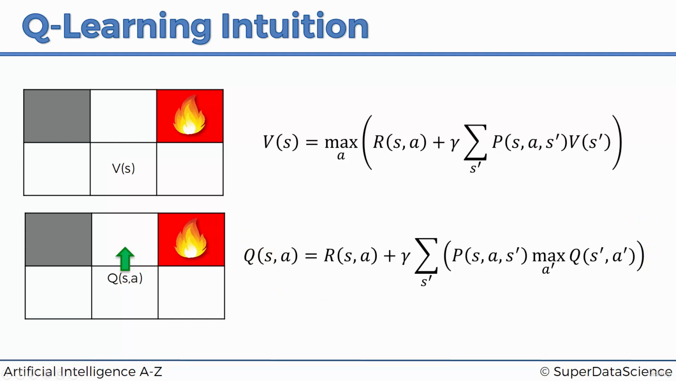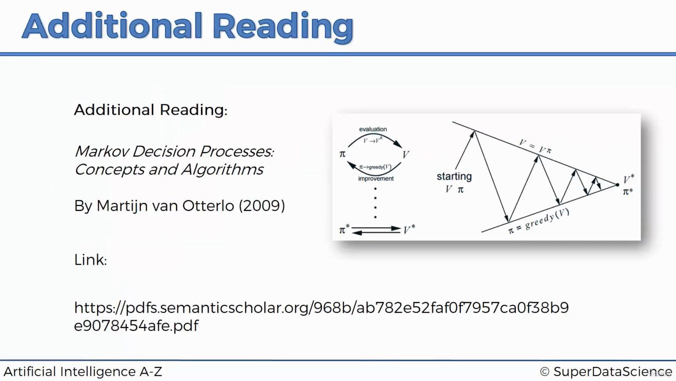And if you'd like a more rigorous, mathematical approach, and to see the mathematics behind it and learn a bit more about Q values and how they work, then we've got some additional reading for you. This paper is called Markov Decision Processes: Concepts and Algorithms by Martijn van Otterlo, 2009. So you've got the link here as always. And here you can read in more detail to understand all the nitty-gritty behind Q values.